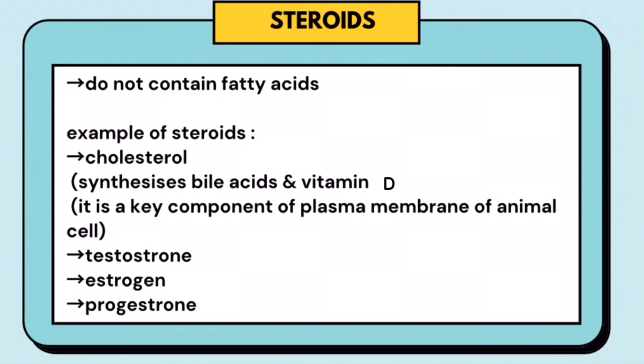Next is steroids. Steroids are lipid compounds that do not have fatty acid. So when it comes to steroids, you have to remember that steroids do not have fatty acids. An example of steroid is cholesterol. Cholesterol synthesized by acid and vitamin D. And cholesterol is necessary for the proper functioning of the body. It is a key component of the plasma membrane of animal cell. So for the example of steroid hormones are testosterone, estrogen, and progesterone.